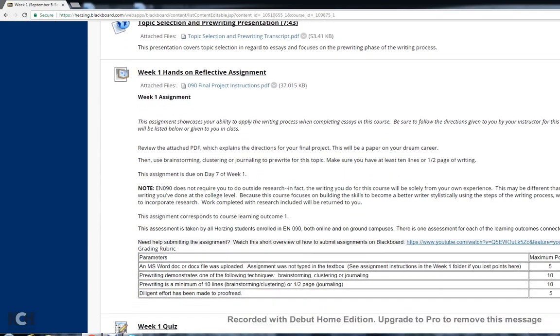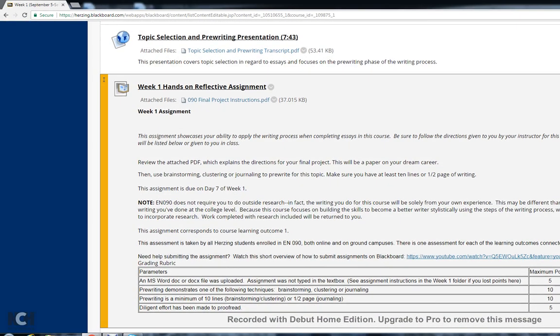Here's the Week 1 hands-on reflective assignment. So it asks you to review the attached PDF, which explains the directions for your final project. Now I want to make sure you're clear. This essay is not due during Week 1. We're going to work on it all semester long.